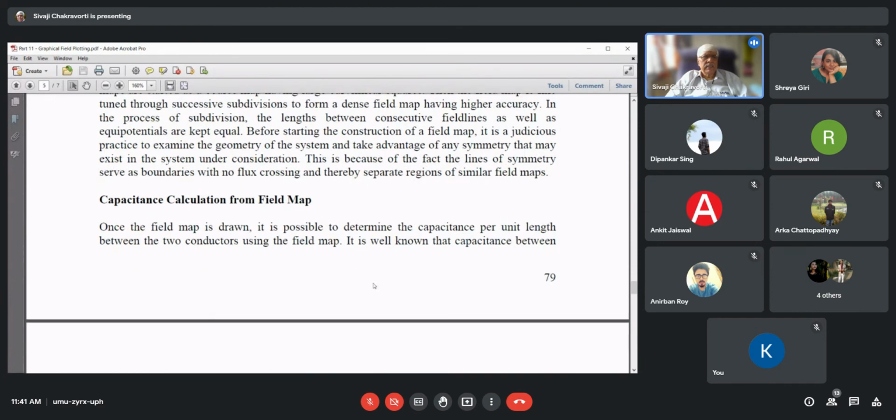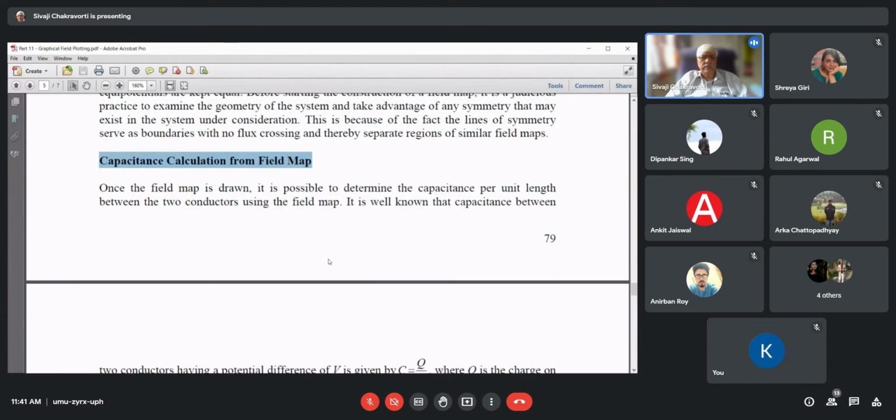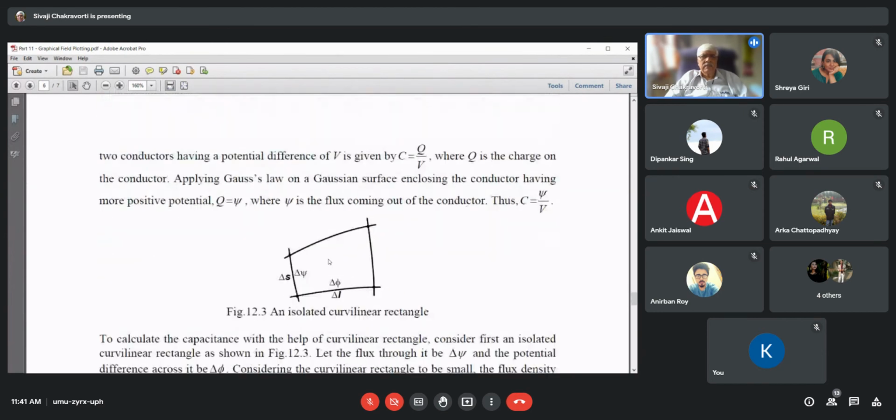But then one question that we have to answer is, I earlier told that we can estimate the capacitance from the field map. How? Of course I have to answer that. Well, let us look at this. We all know that capacitance is Q by V, where Q is the charge on the conductor and V is the potential difference.